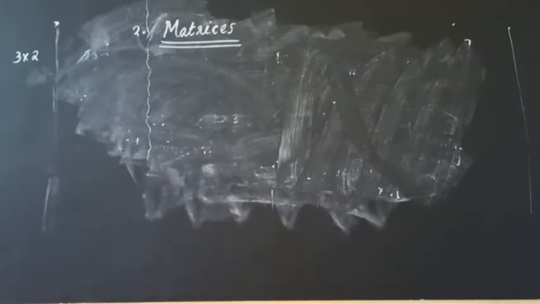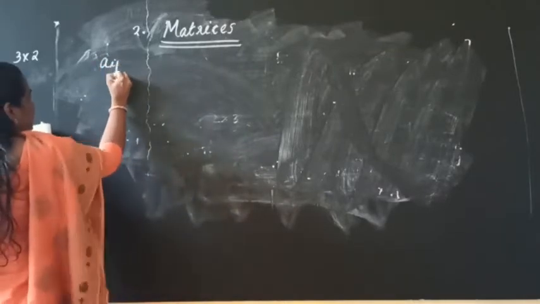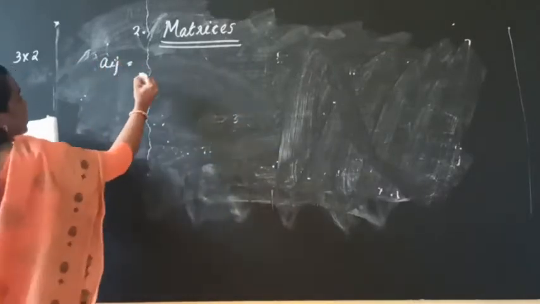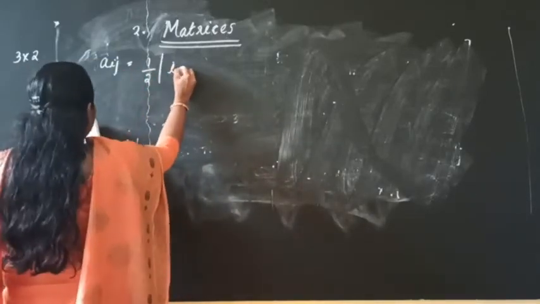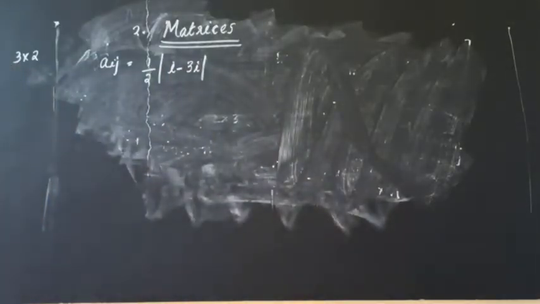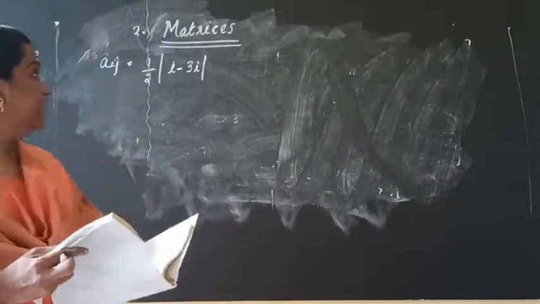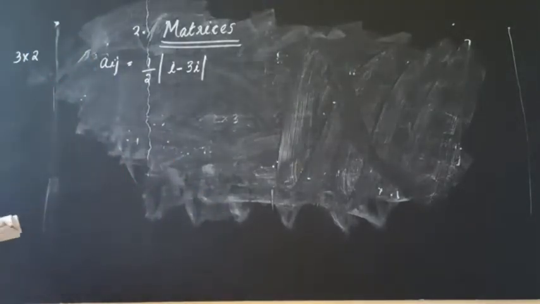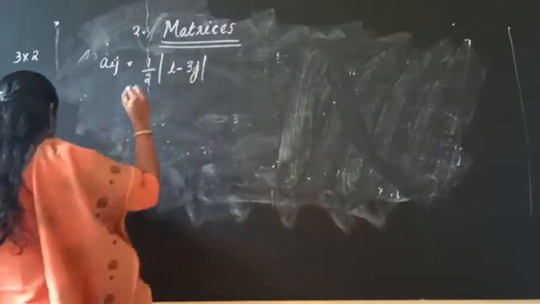Construct a 3 by 2 matrix whose elements are given by Aij is equal to half of modulus of i minus 3j. Construct a 3 by 2 matrix whose elements are given by Aij is equal to half of modulus of i minus 3j.